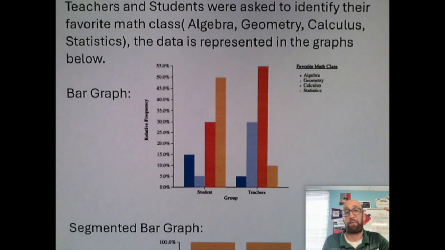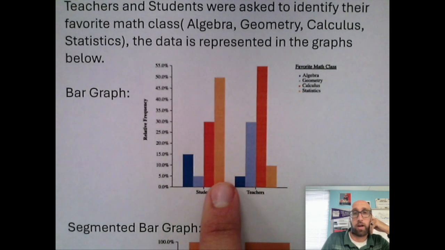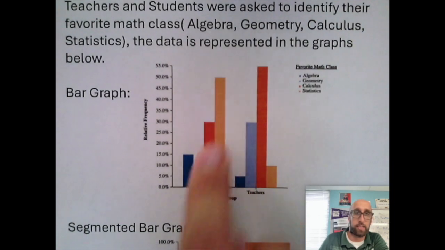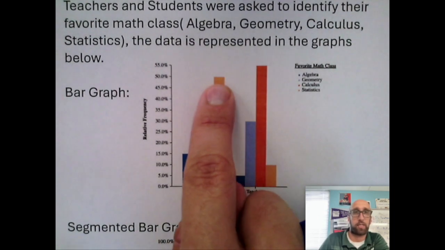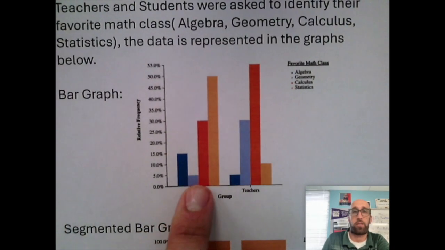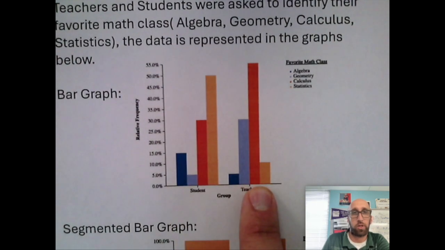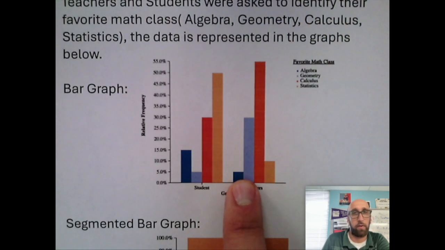If you wanted to fine tune it and say, hey, among students only, what class is the most common? You could look just at those bars. Our biggest bar there was statistics. So among students, they said statistics at 50% was the most common. Could go the opposite way. Students' least favorite class would have been geometry. Looks like for teachers, the least favorite class, smallest bar, is algebra.